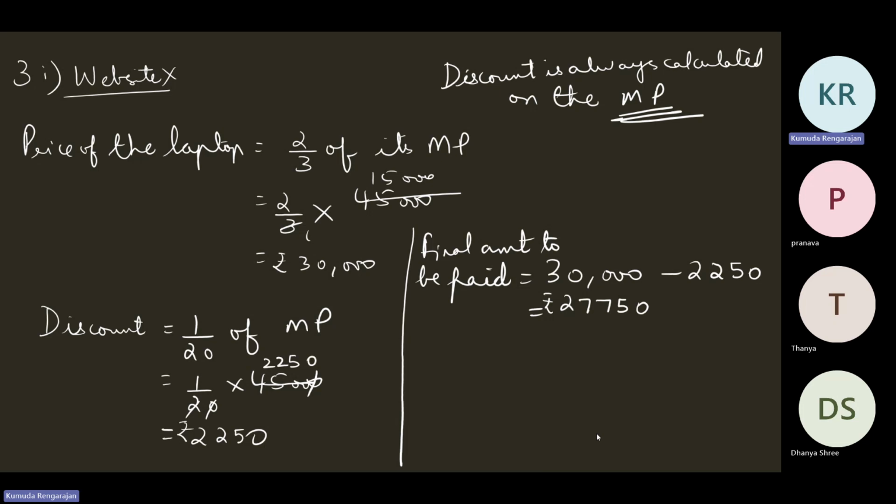So the price is 45,000, but if you want to buy it, it's available for 30,000. So you buy it for 30,000. You didn't know about the discount at checkout, what is given at checkout.